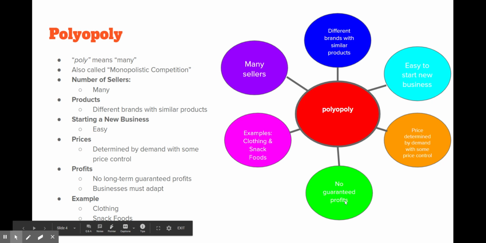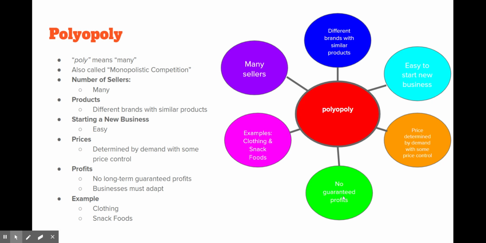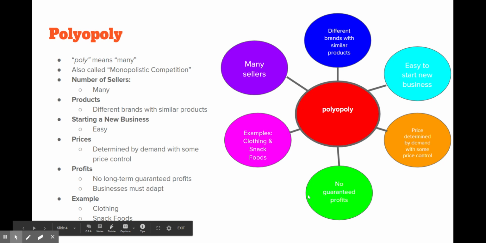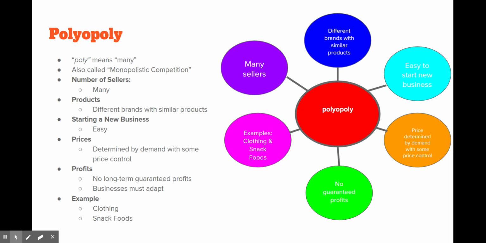There are no guaranteed profits in this system. Businesses, again, like in perfect competition, have to constantly adapt. They have to advertise. They have to go get new customers and keep their old ones. Some examples could be clothing and snack food. So think of the different clothing brands that we know of. Think of the shoe companies, Nike, Reebok, Adidas, Under Armour, all that. Also think about the snack food area.